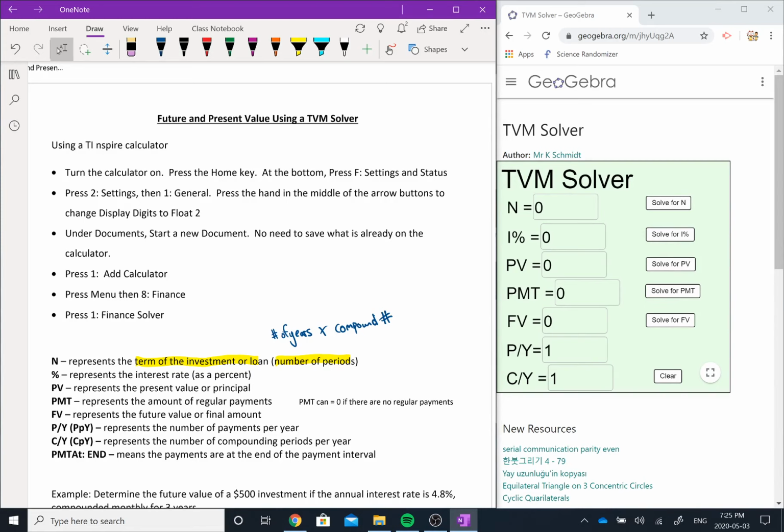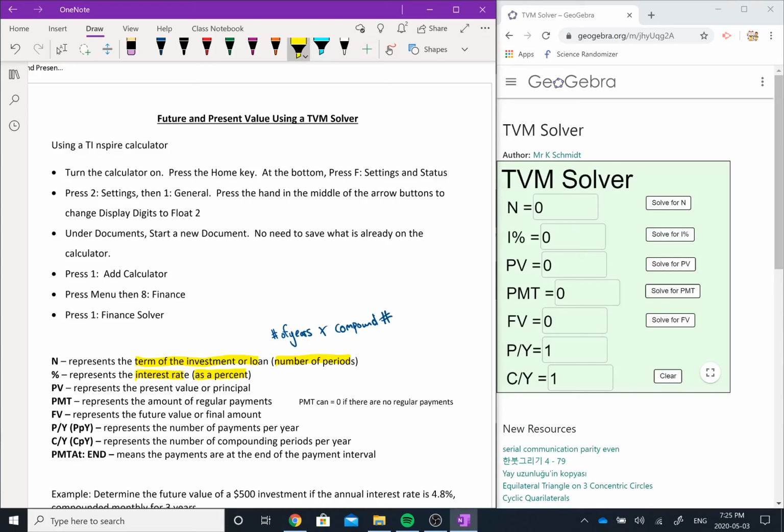I percent represents the interest rate. The key thing here, it's the interest rate as a percent. In the previous questions, we had to turn it into a decimal and then divide it by the compound number. Here, we just enter the percent. The TVM solver will do the rest for us.